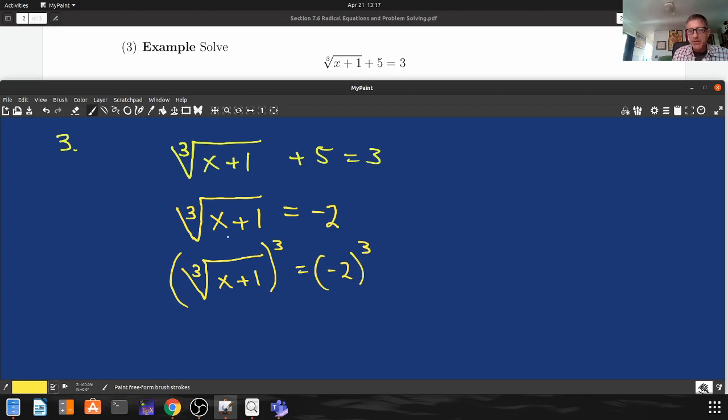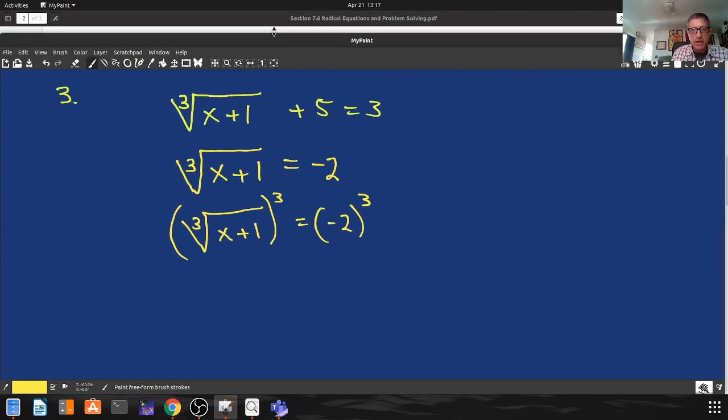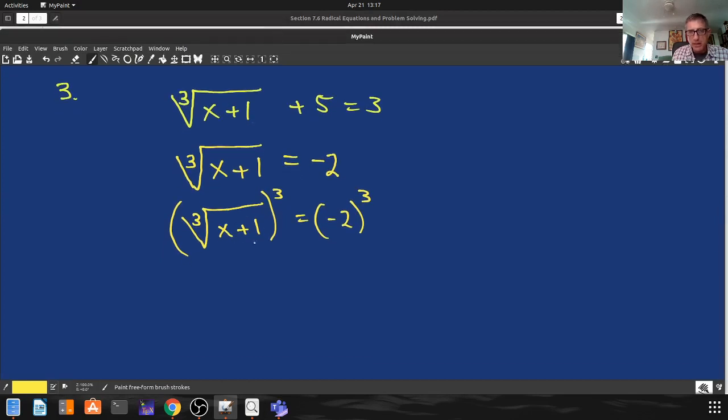You can already tell right here that my x plus 1 has to be negative, but we'll just check our answers. How's that? Rather than give you a lot of additional rules, I'll just allow you to check them. So cubing the left-hand side gives me x plus 1. And over here, minus 2 times minus 2 is 4, times minus 2 is minus 8. So this is going to be easy to solve. X is equal to minus 8 minus 1. So x is equal to minus 9.